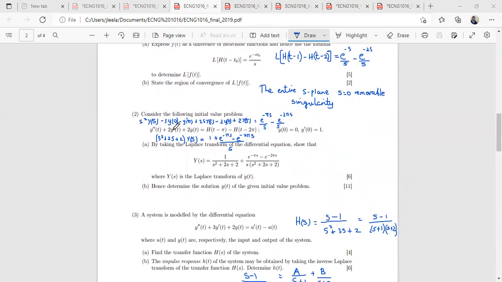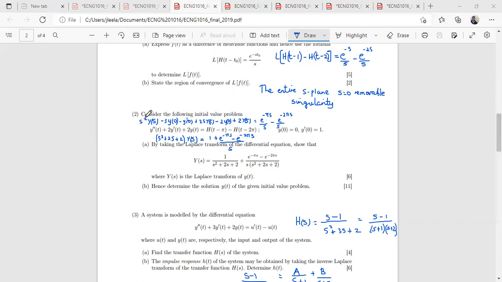y double prime t plus 2y prime t plus 2y equals the Heaviside at t minus pi minus the Heaviside at t minus 2 pi, and you have your initial conditions here, y(0) is 0 and y prime(0) is 1. So look at what I did here. I took the Laplace throughout. You want to take the Laplace of the differential equation and show it equal to this. This is a nice question, because when they're telling you exactly what they want you to show it equal to, that is a nice guide. You know exactly what your solution has to end up looking like.